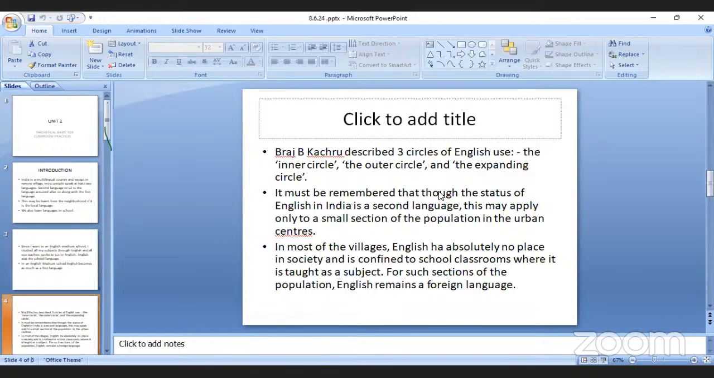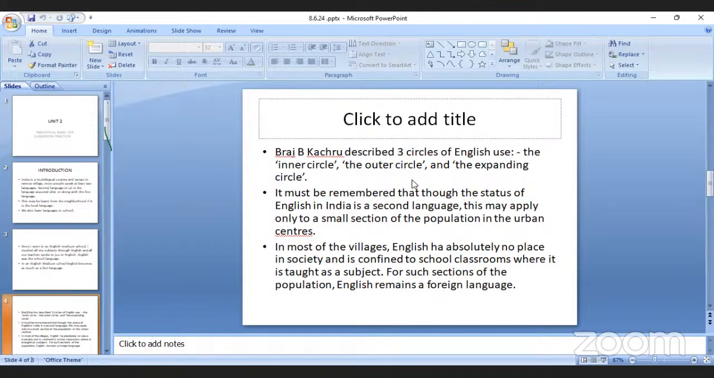In this particular unit, we have Braj Kachru, who mentioned 3 circles: the inner circle, the outer circle, and the expanding circle. We understood this in our previous class. What is the inner circle? The inner circle is nothing but the countries that speak English as their mother tongue, like the BANA countries: Britain, Australia, and North America. These are the countries whose mother tongue is English, who speak English for in and out communication, right?